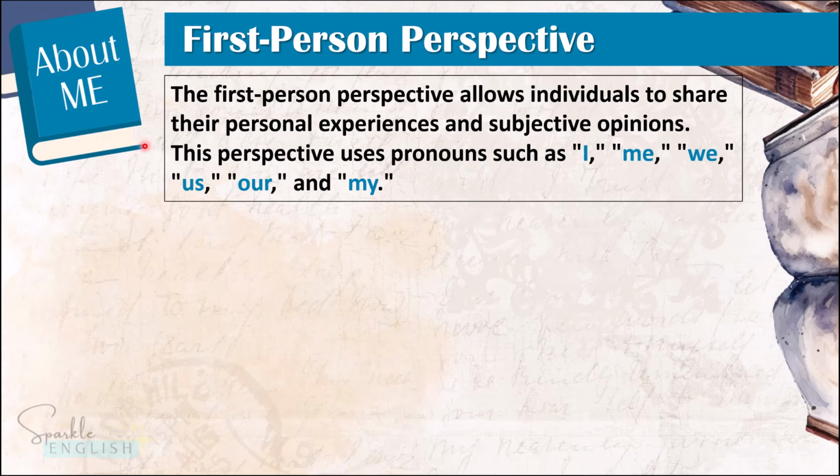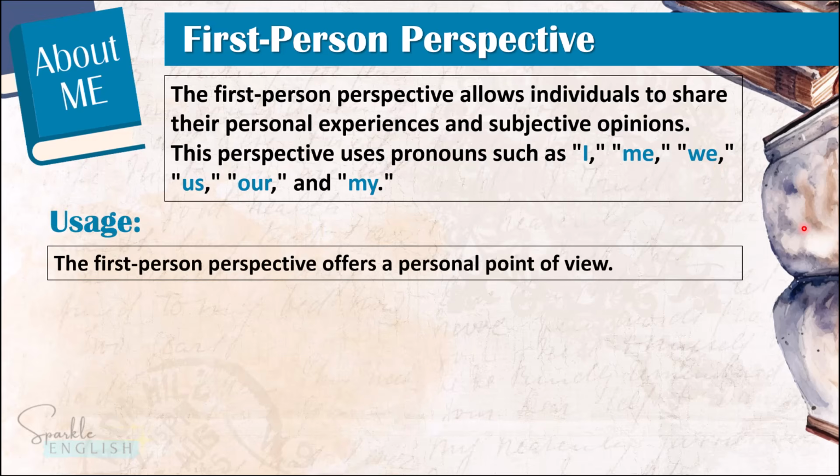When writing in the first person perspective, we use pronouns such as I, me, we, us, our, and my. The first person perspective offers a personal point of view. So this is used often in autobiographies. Let's say a famous actor or actress wants to write their own autobiography about their life from their own perspective.